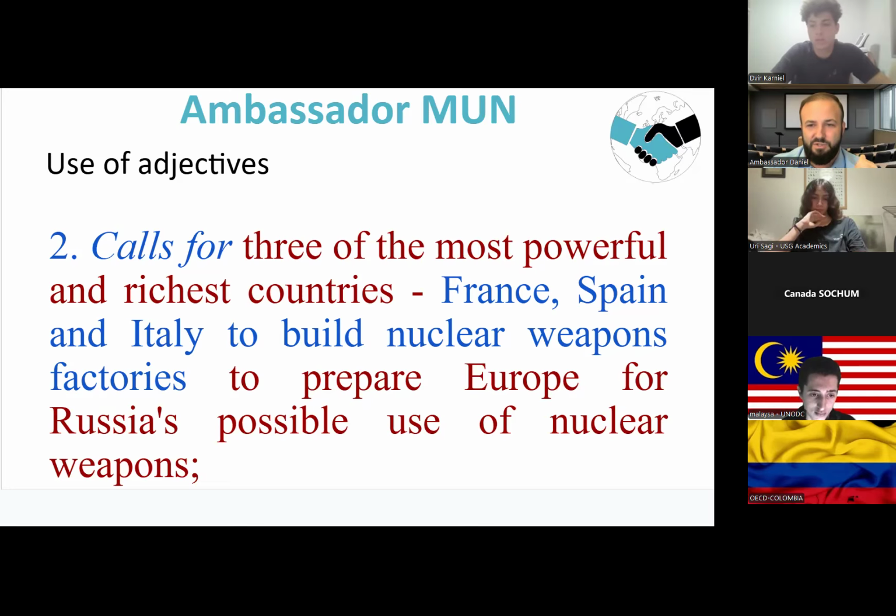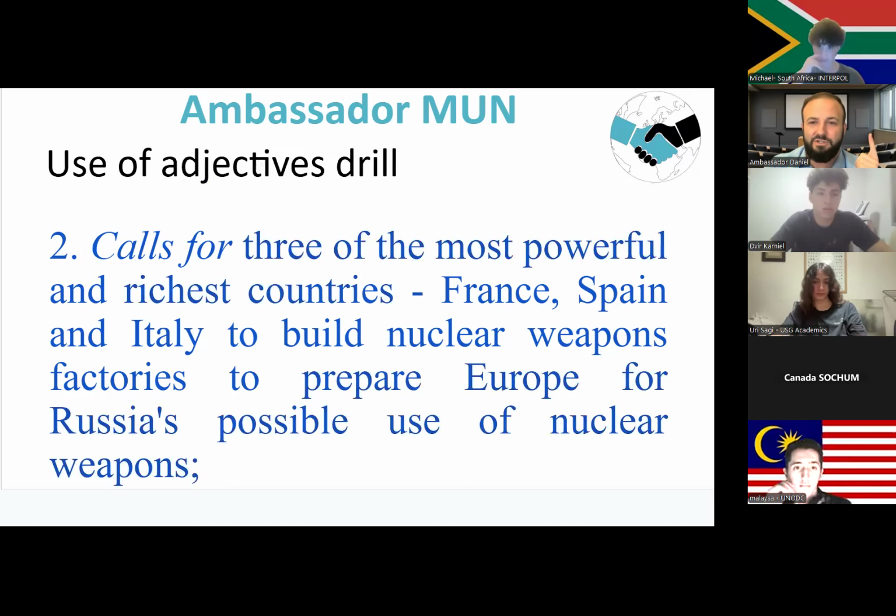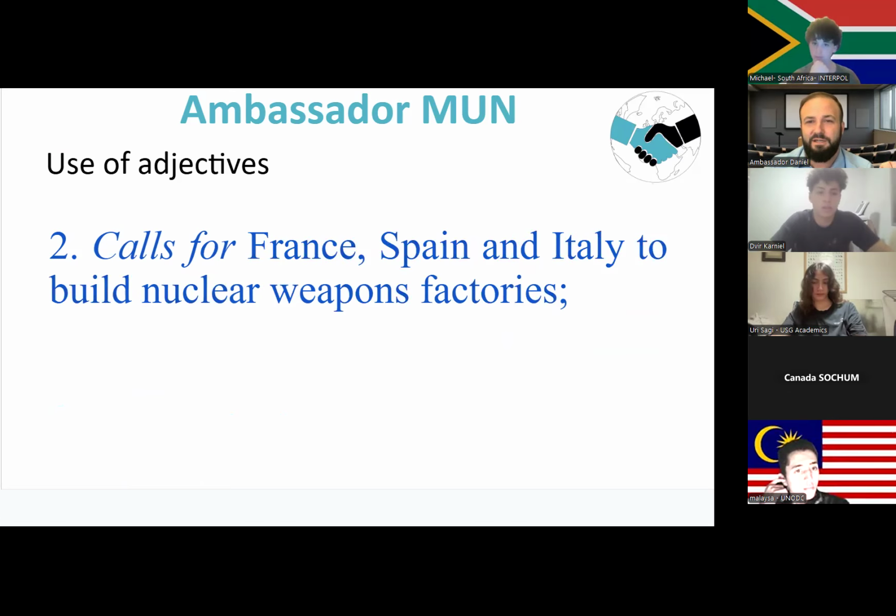One of them is descriptive. One of them is a why, turning this large clause into this: calls for France, Spain, and Italy to build nuclear weapons factories. Okay? Great. Now, this should not happen in real life, hopefully, but the point is you see just how much flowery language we can let get in there if we are not careful.